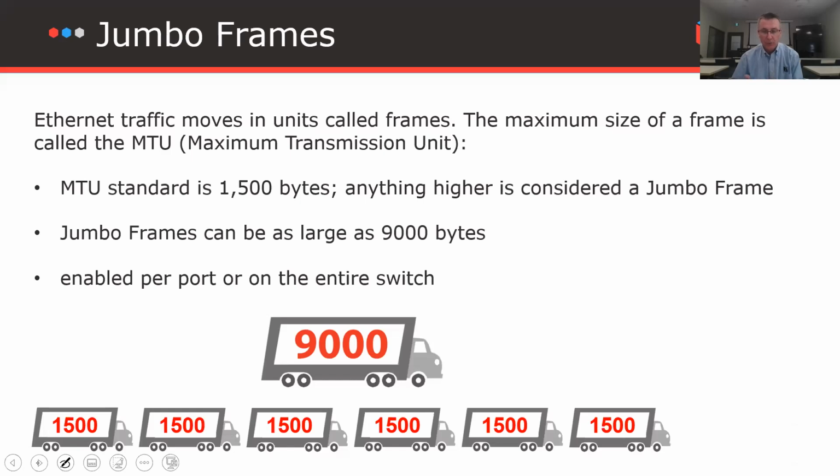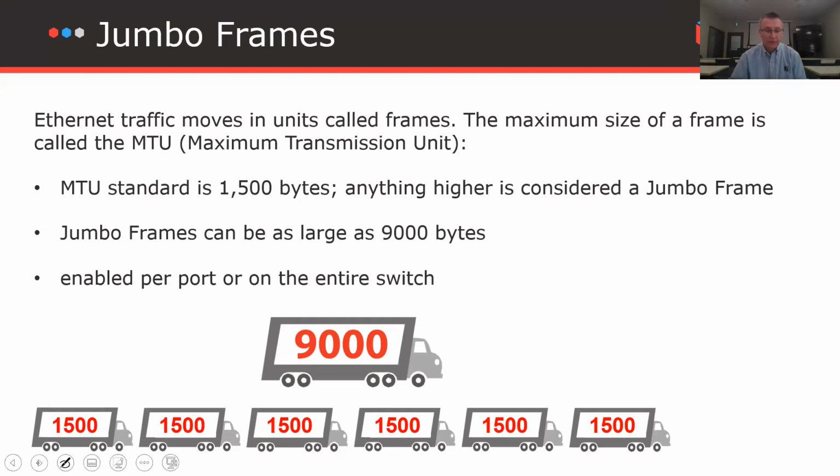The standard for moving around Ethernet frames is 1,500 bytes. You can see in the graphic below, if I was trying to move around 9,000 bytes worth of data, I could send 6 trucks. And the problem is every time I send one truck, I have to talk to the processor, say, hey, did you get that? Yep, got it. Okay, send the next guy. There's a lot of communication going back and forth with the processor. If I send one truck that's got a bigger load, I only have to do that once.